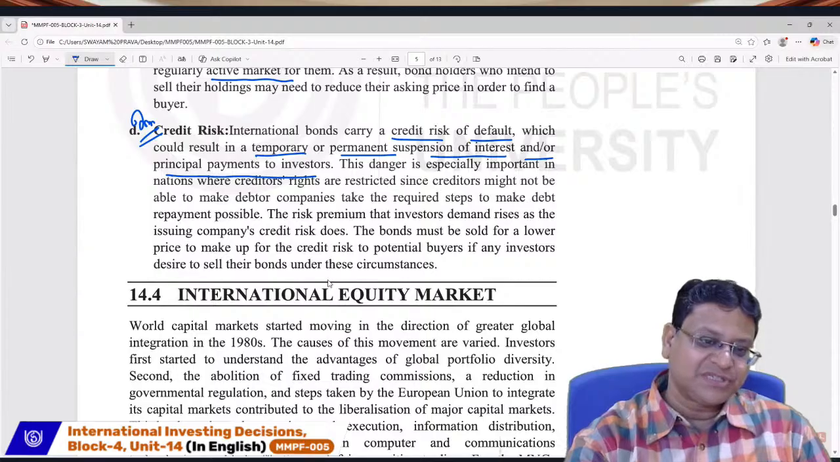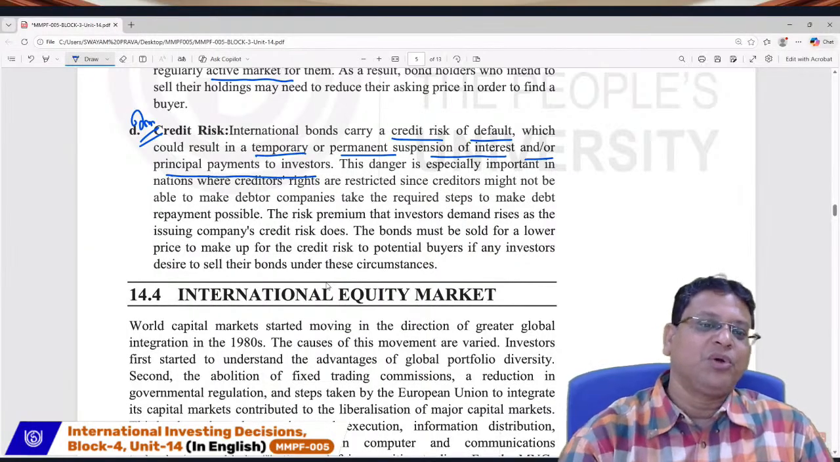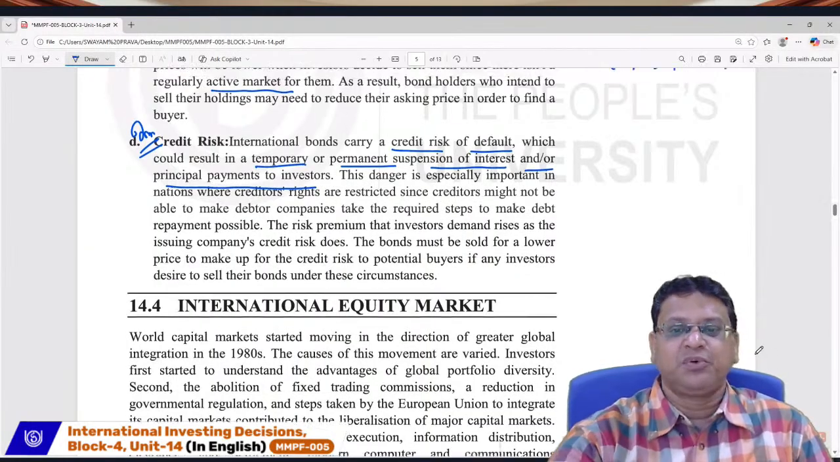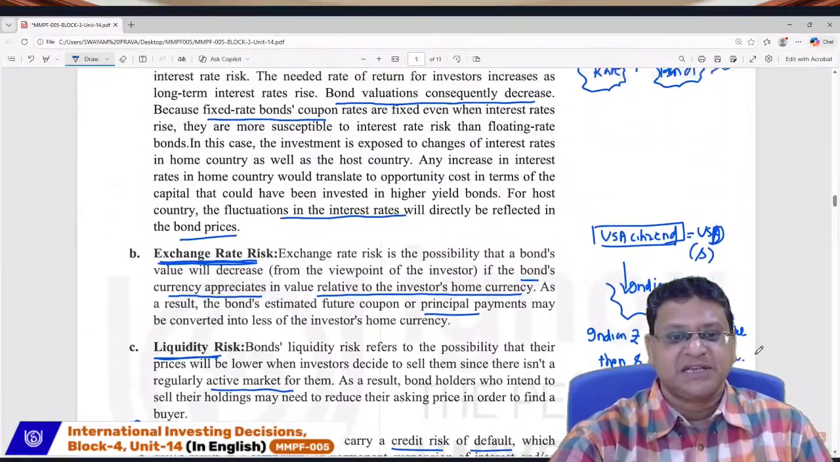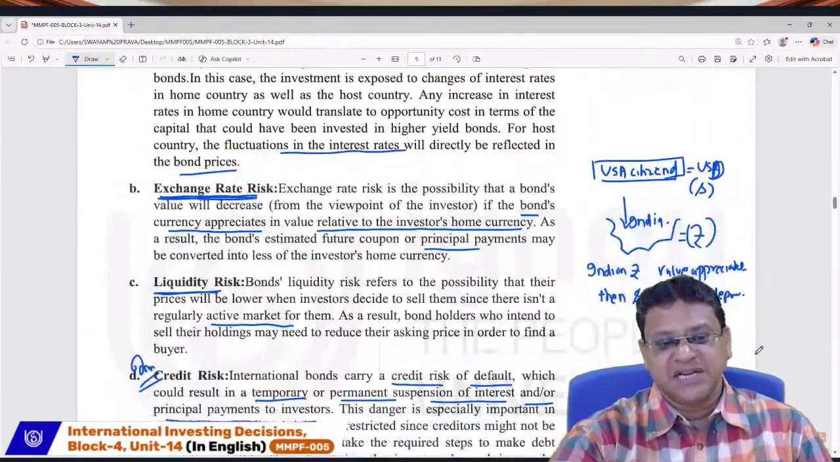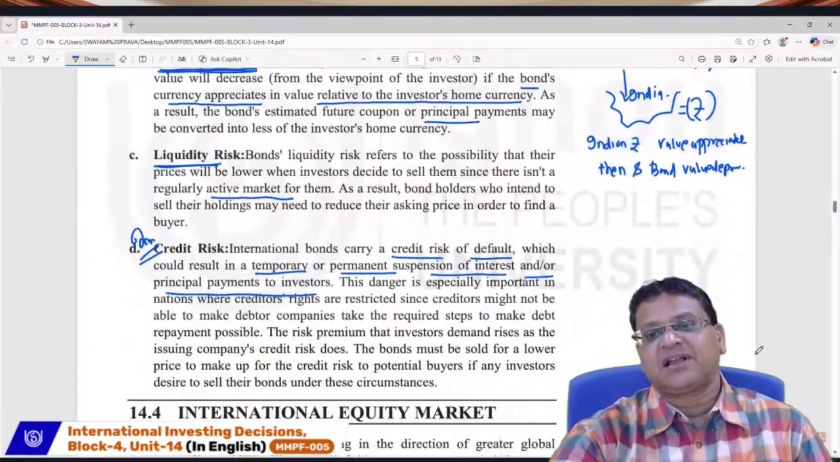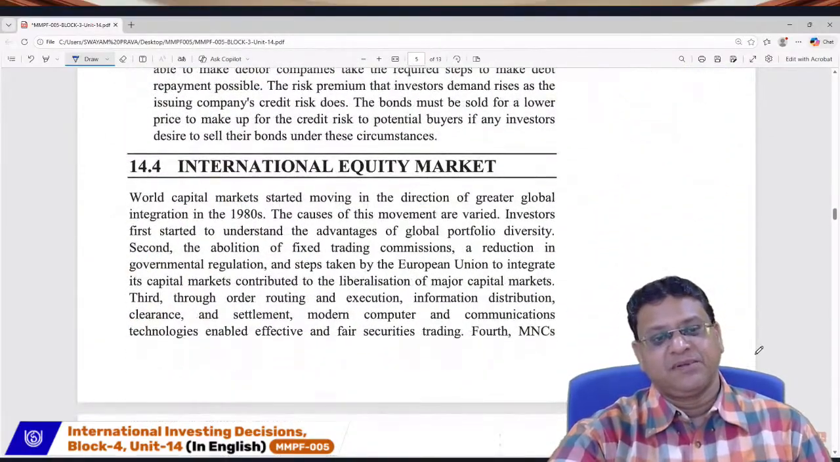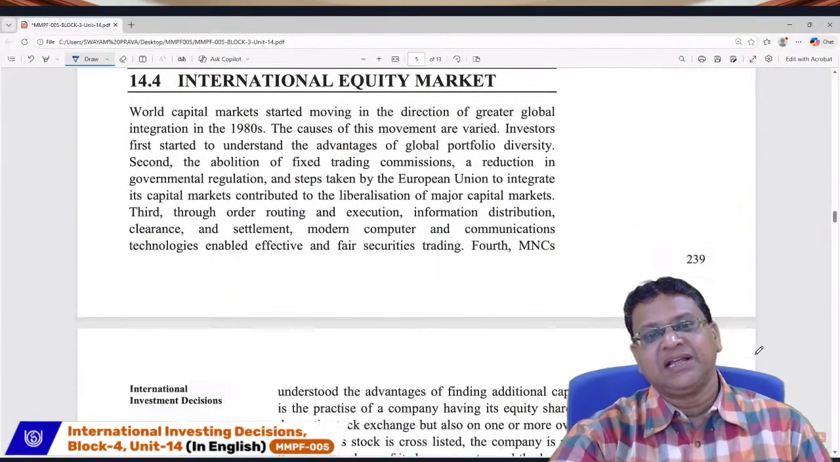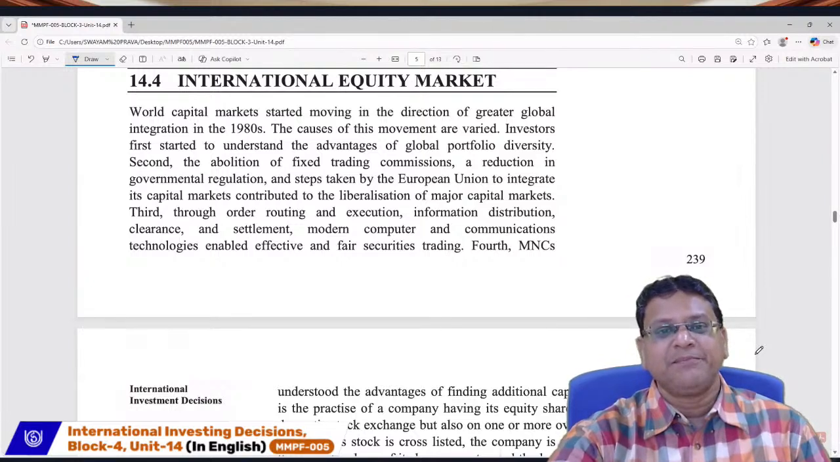So international investments are subject to the following four types of risk. What are the four types of risk? First risk is interest rate risk, exchange rate risk, liquidity risk, credit risk. Next, we will discuss international equity market.